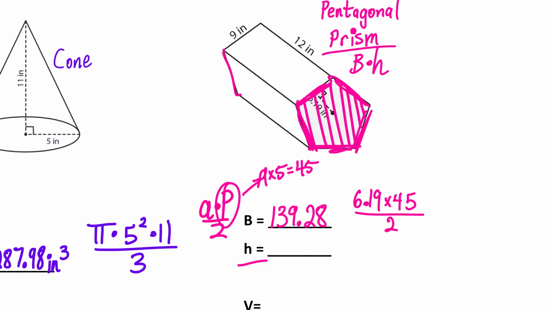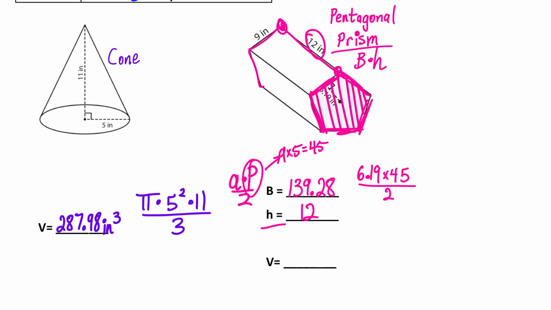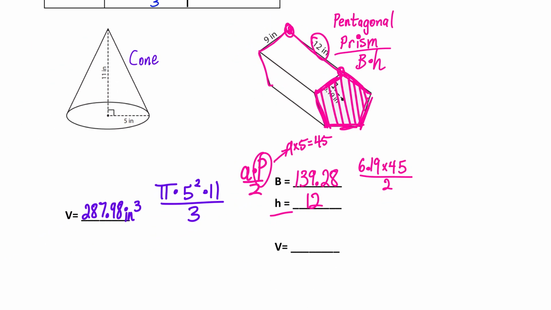Now the h here is the height or the distance between the bases. So how far is it between the two pentagons? It's 12 inches between them. That's the height. Just happens to be laying on its side. But that's still its height. Now we just do the area of the base times the height. So now I'm going to do 139.28 times 12. 1,671.36. There you go.